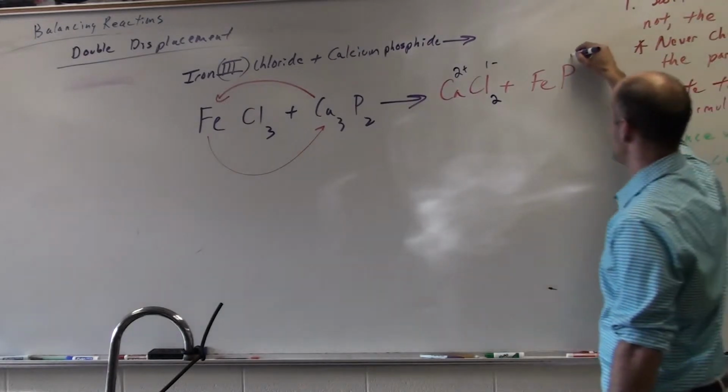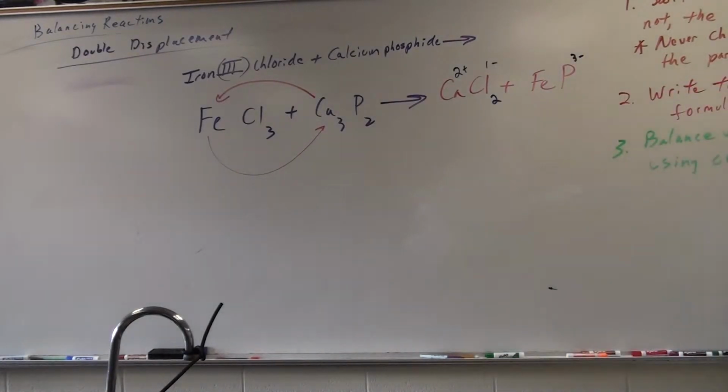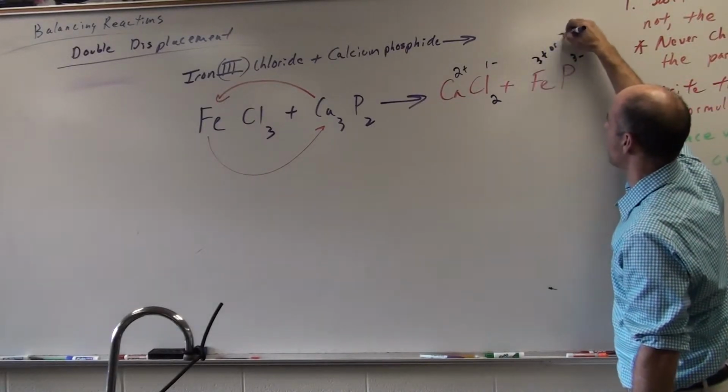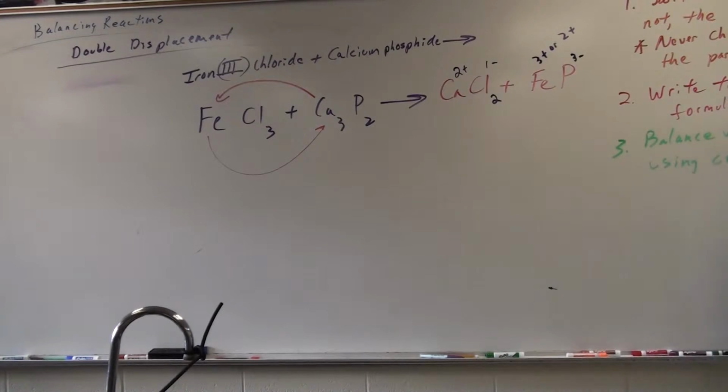Phosphorus is -3. Now what about the iron? It's also good. Iron can be a 3 or iron can be a 2. So how do I know which one to do? Look at the beginning of the equation. Lucky for you, you can pick any one you want. Either one, it doesn't matter. You can pick either charge.